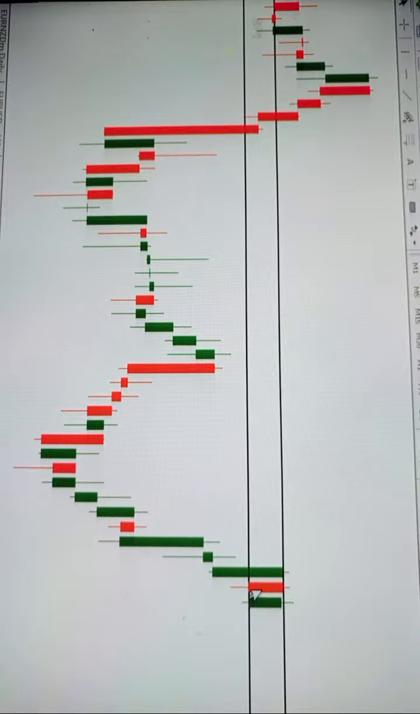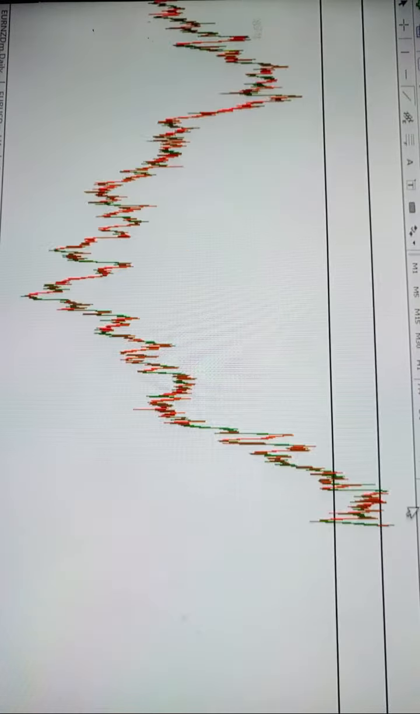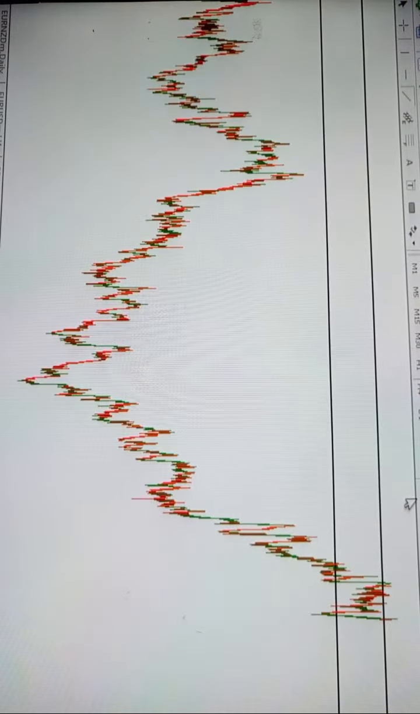Now, if a candle closes above, if we move to small time frames like H4, we are going to be trading in that zone, in this zone that I've just marked.